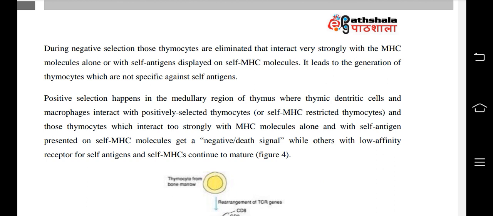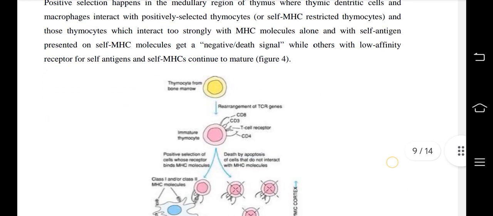Negative selection happens in the medullary region of thymus where thymic dendritic cells and macrophages interact with positively selected thymocytes or self-MHC restricted thymocytes. Those thymocytes which interact too strongly with MHC molecules alone and with self-antigen presented on self-MHC molecules get a negative death signal, while others with low affinity receptor for self-antigen and self-MHC continue to mature.